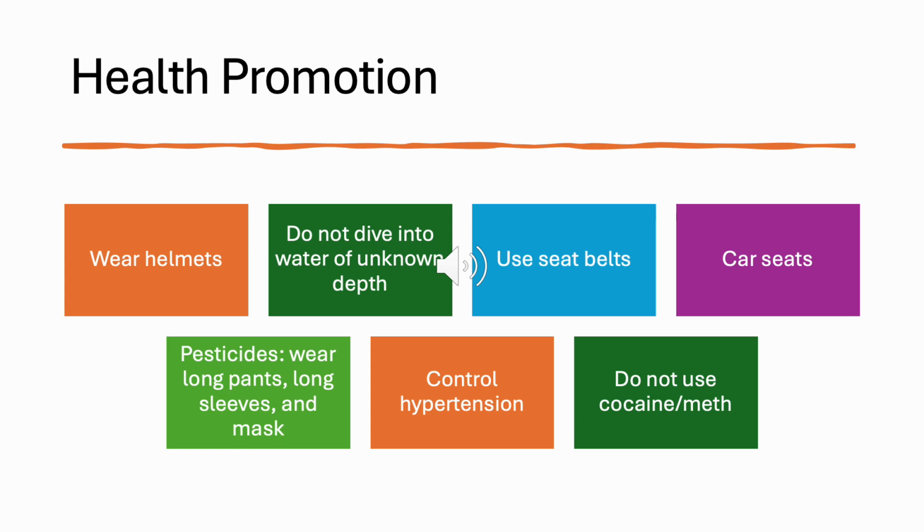If you are putting pesticides on plants or in the house or whatever, wear long pants, long sleeves, and a mask. High usage of pesticides has been linked to Parkinson's disease. Control hypertension. Maybe don't do cocaine and methamphetamine because these can increase your blood pressure and cause a stroke.